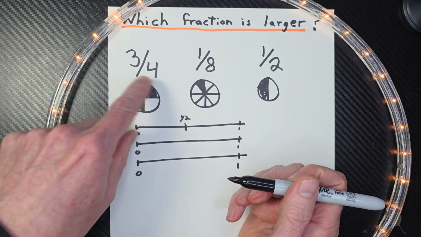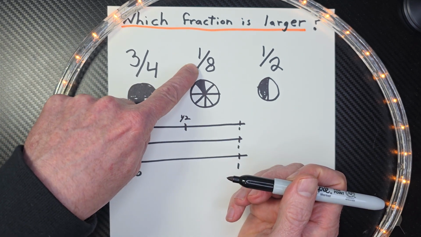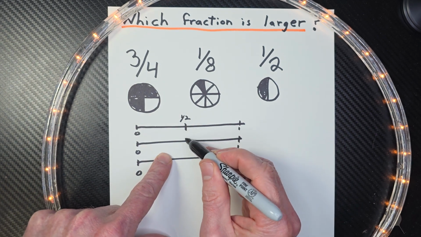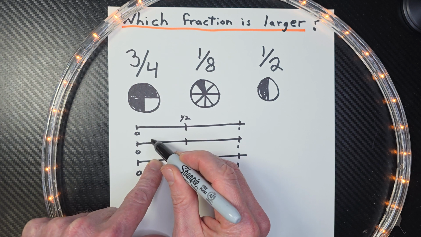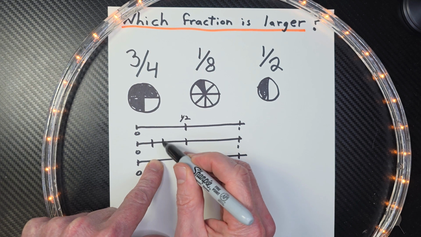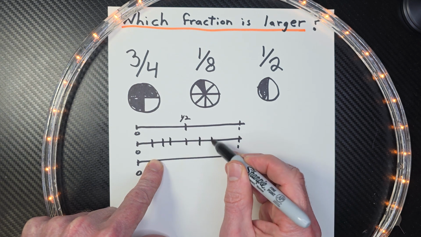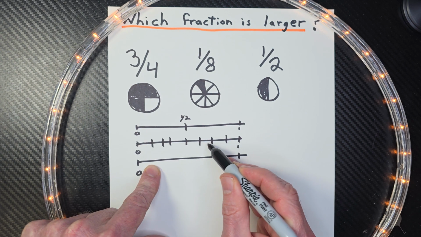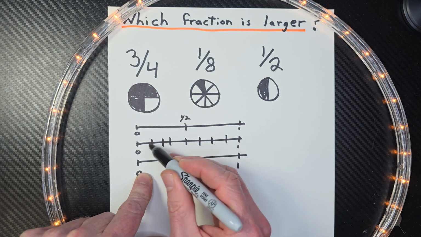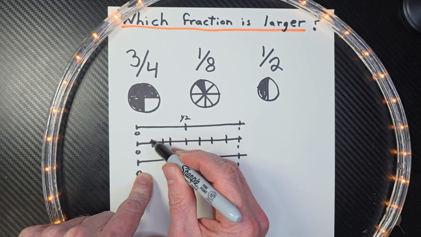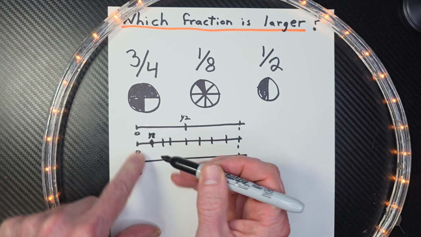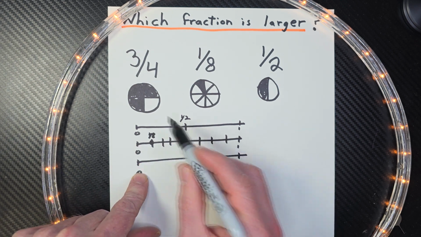And now for an eighth, what I'm going to do is divide this into 8ths. So I'm going to put some lines right here. So I have 1, 2, 3, 4, 5, 6, 7, 8. This right here is 1/8. Put a little dot there. Put 1/8. Kind of hard to see that. Sorry about that. And then I'm going to do 3/4.